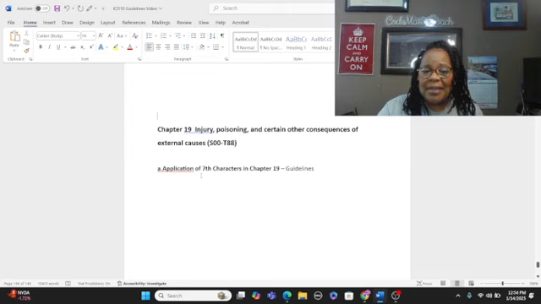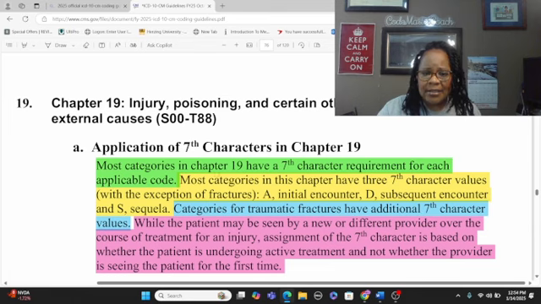A talks about the application of the 7th character in chapter 19. We're going to see how this 7th character can truly grow in ICD-10-CM. So it says most categories in chapter 19 have a 7th character requirement for each applicable code. Most categories in this chapter have 3 7th character values, with the exception of fractures. A stands for initial encounter, D stands for subsequent encounter, and S stands for sequela.